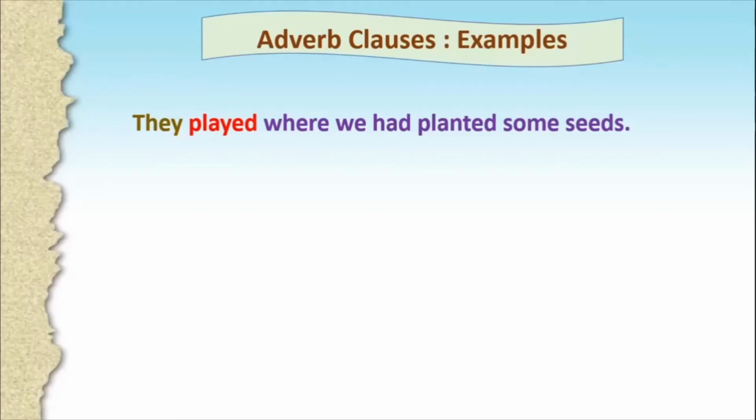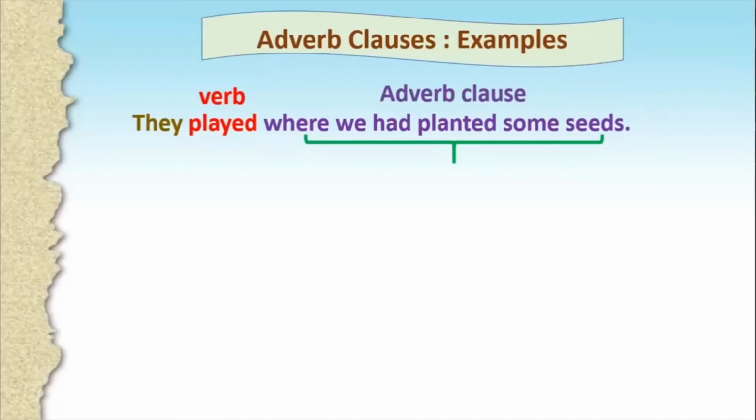Okay? So, they played. The played here is the verb. So we know that adverb clauses go along with the verbs. So they played is the verb, and we are talking more about the verb. So where we had planted some seeds is the adverb clause. Okay? So played is the verb. So where did they play? Where we had planted some seeds. So where we had planted some seeds is the adverb clause.